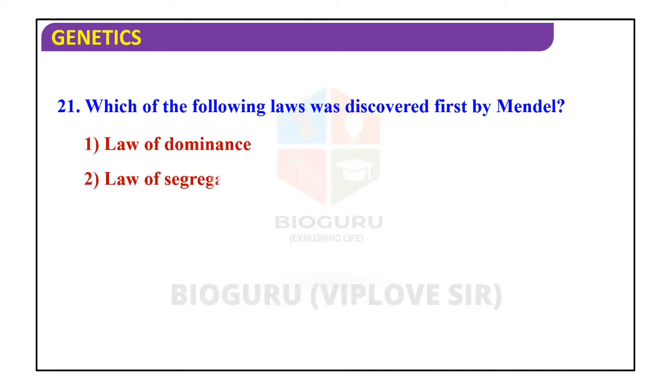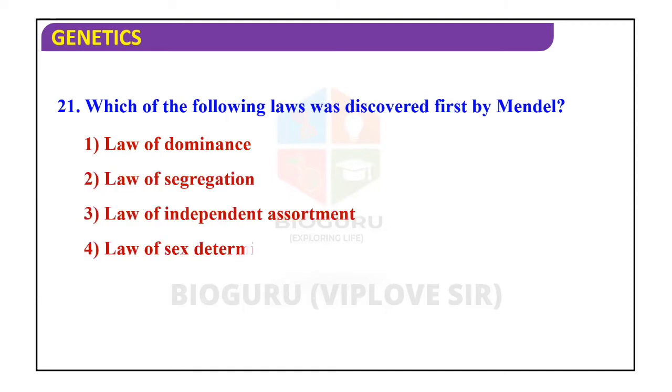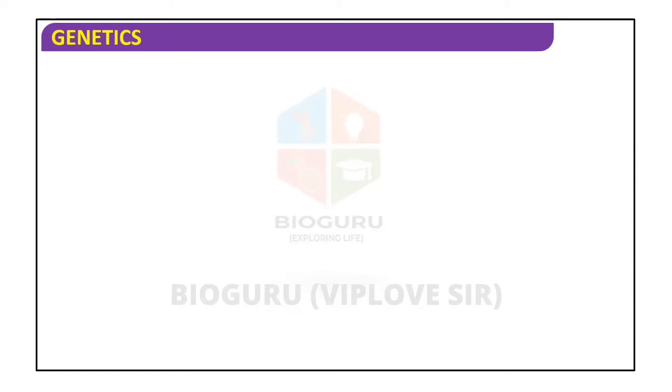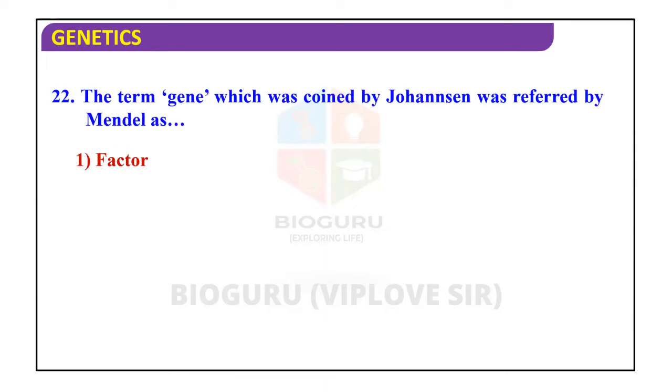Which of the following laws was discovered first by Mendel? Law of dominance, law of segregation, law of independent assortment, or law of sex determination? Yeah, it is law of dominance, the first law of Mendel. Then the term gene, which was coined by Johannsen, was referred to by Mendel as factor, active principle, cistron, or replicon. Yeah, it is factor.